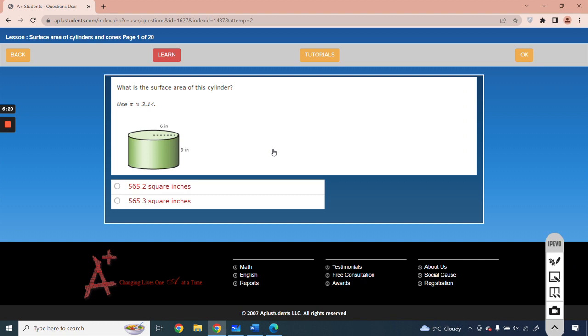Okay, what is the surface area of the cylinder? You are given the cylinder. Here we have to find the surface area of the cylinder. So you are given the height of the cylinder and the radius of the cylinder. So let's just start with the question.